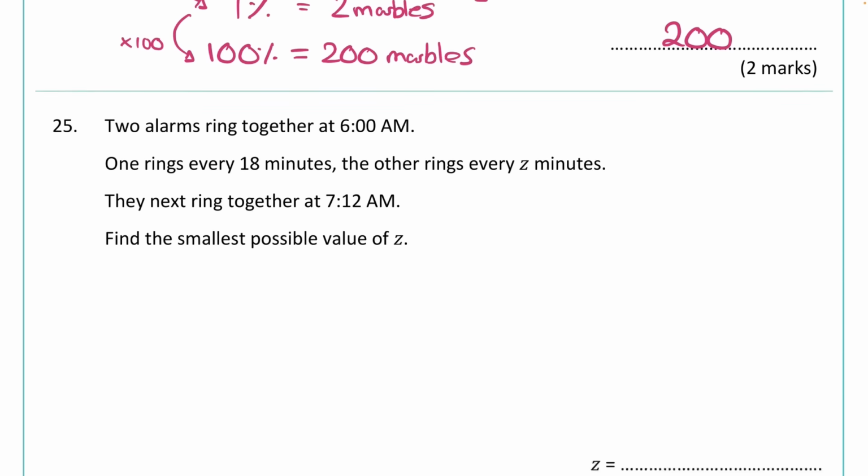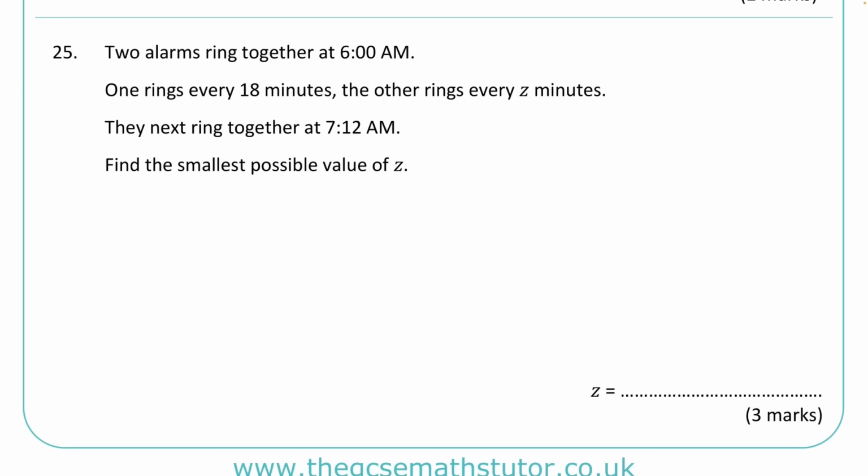Okay, question 25 is looking at what looks like a lowest common multiple question, but let's have a look. It says 2 alarms ring at 6 a.m. One rings every 18 minutes, the other rings every Z minutes. So it's not told us what the other one rings by. They next ring together at 7:12 a.m. Find the smallest possible value of Z.